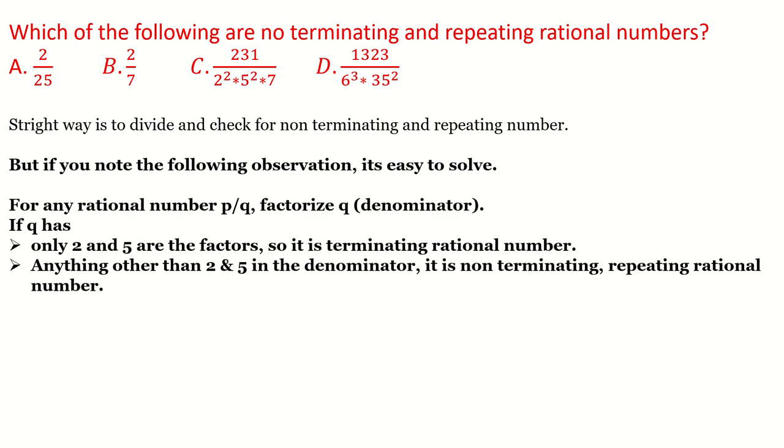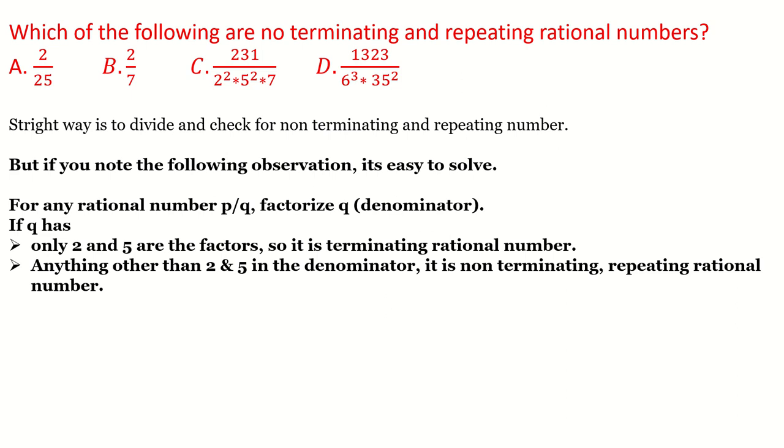For any rational number p by q, factorize the denominator q. Like if you take 2 by 25, 25 you have to factorize, so it is 5 square. Others are anyway in the factor form. In option D, the denominator is 6 cube into 35 square. 35 square you can write as 5 square into 7 square. Now if q has only 2 and 5 as the factors, that means it is a terminating rational number.